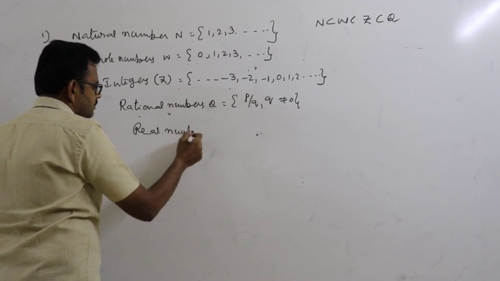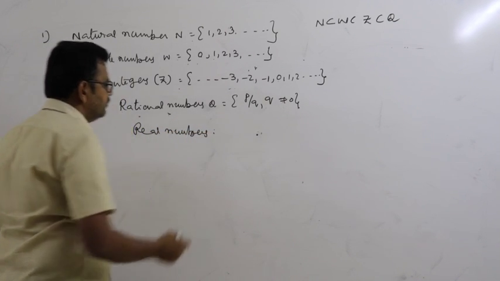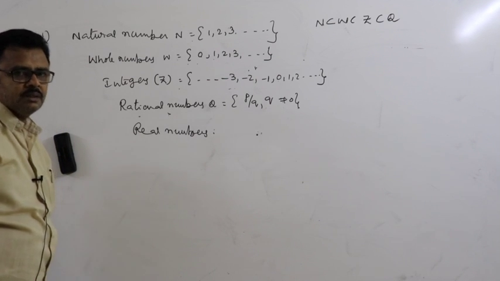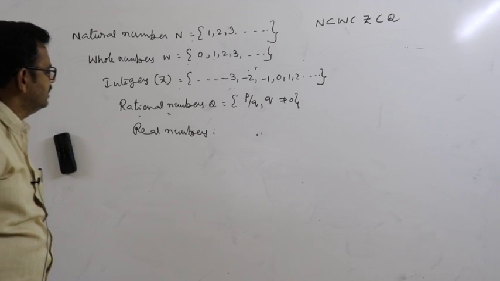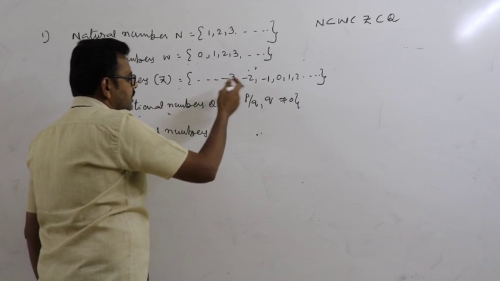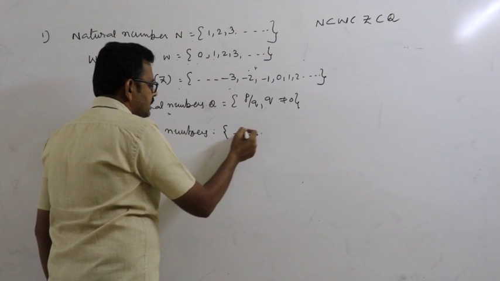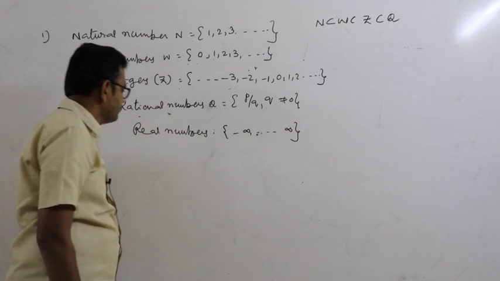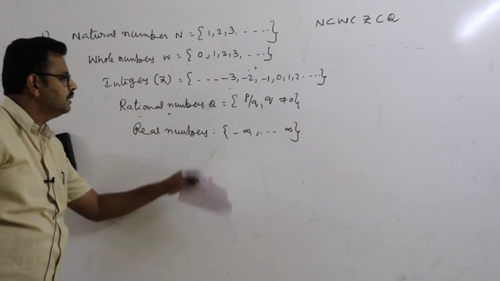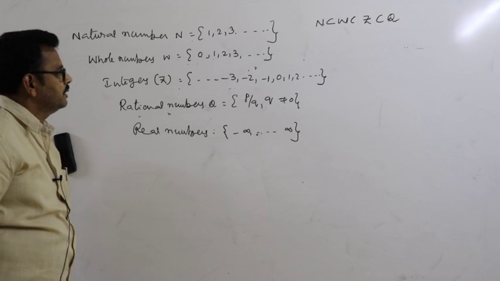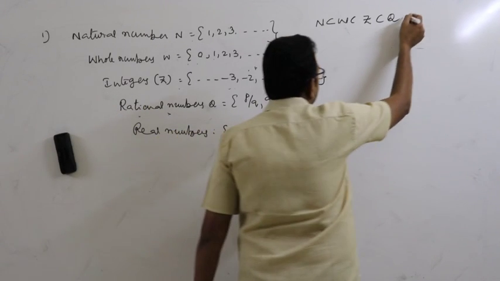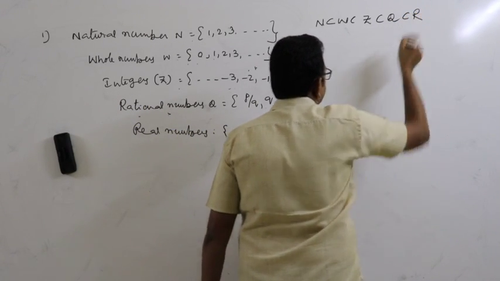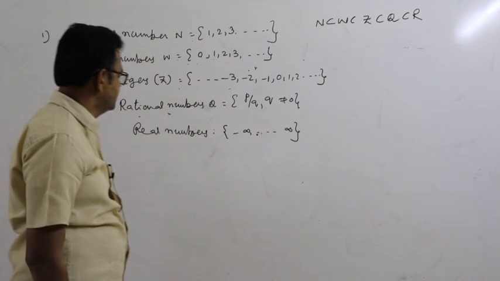Real numbers. That means the union of rational and irrational numbers. That means what? The union of all these numbers. That is, it takes minus infinity to plus infinity. Every number is a real number. Compared to this, the real numbers are the big set.